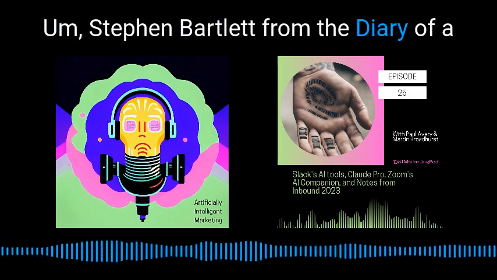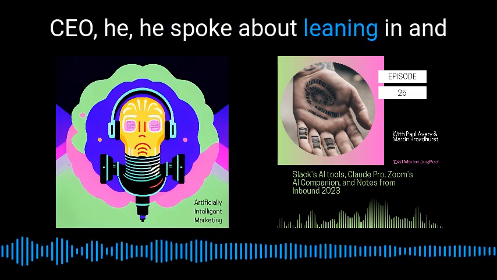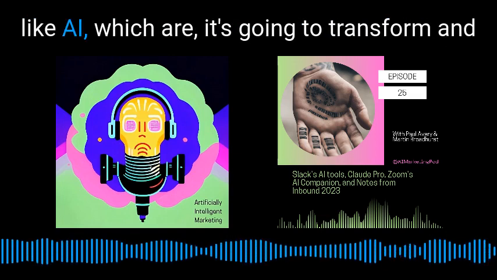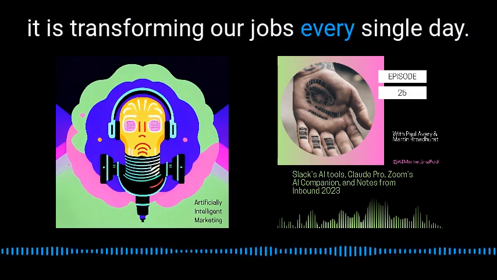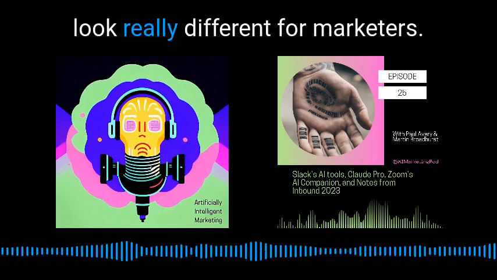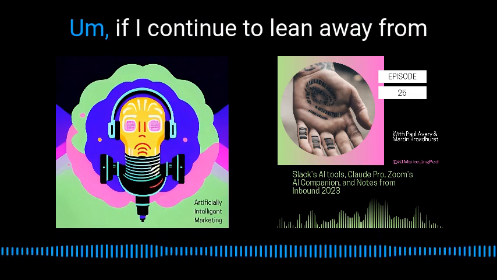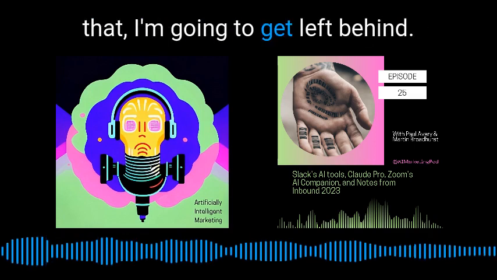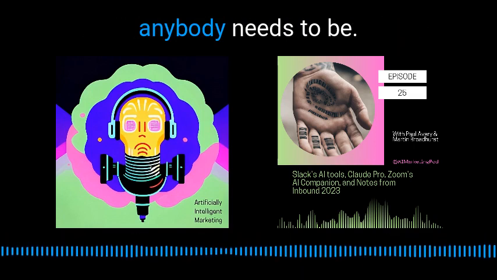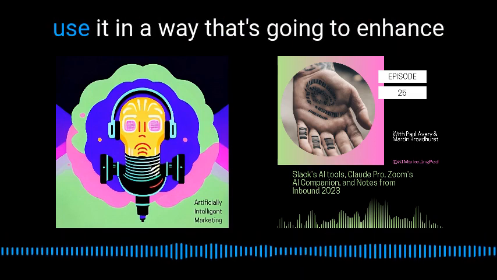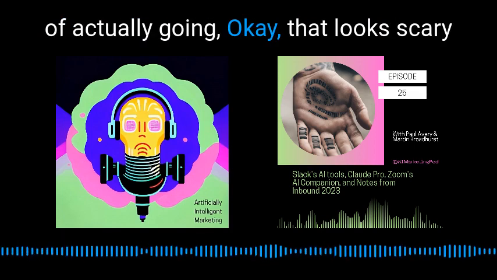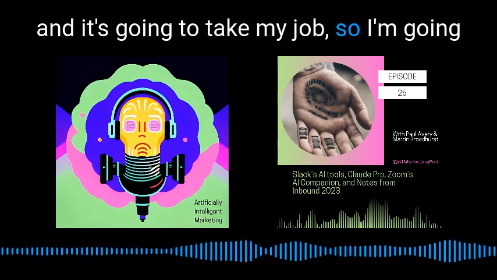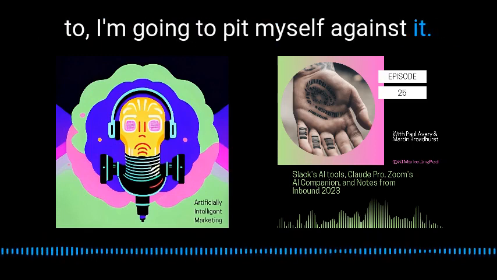Stephen Bartlett from the Diary of a CEO, he spoke about leaning in, and especially when it comes to things like AI, which it's going to transform, and it is transforming our jobs every single day. The next 5 years are going to look really different for marketers. If I continue to lean away from that, I'm going to get left behind. And that's not where anybody needs to be. What we need to do is lean into it and use it in a way that's going to enhance what we want to do each day, instead of actually going, okay, that looks scary and it's going to take my job, so I'm going to pit myself against it.